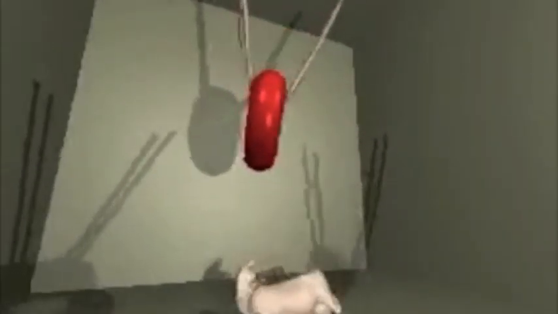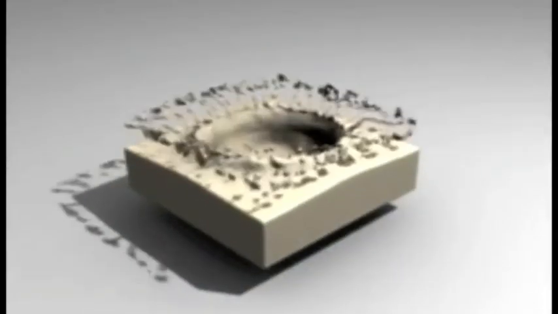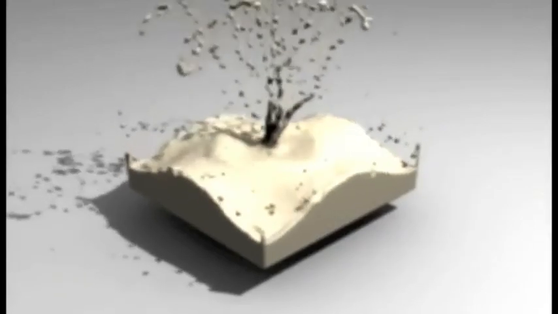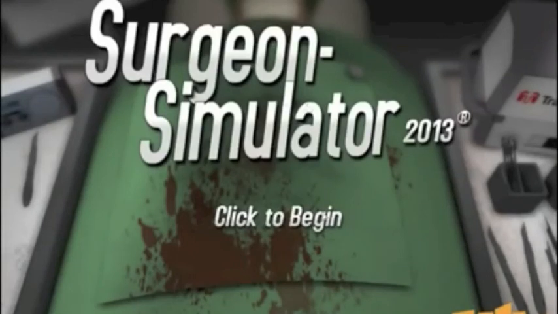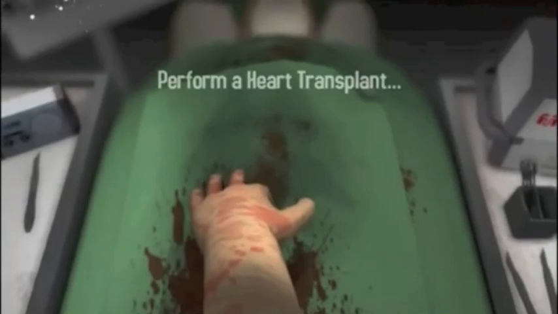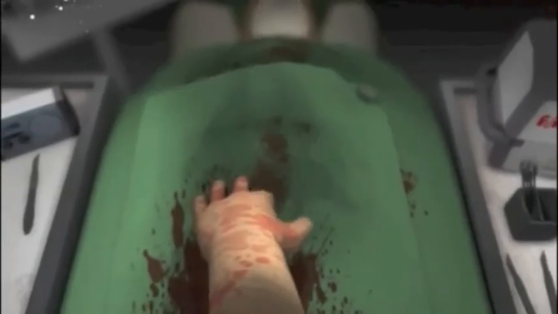Next, we see a many-body system of fluid particles interacting by viscous forces, which gives a realistic simulation of the splash of a drop into a fluid surface. Here is the Surgeon Simulator, built on the same principle, the most popular computer game this year, allowing you to practice heart transplantation on your laptop.